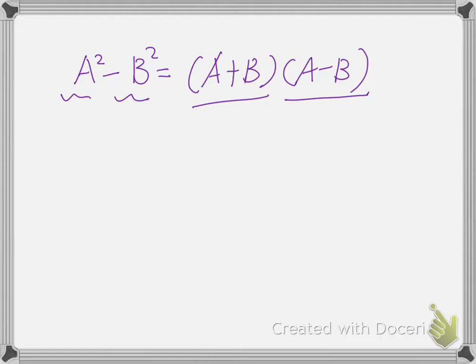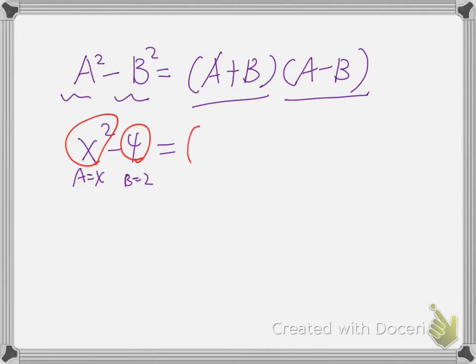For example, we have x squared minus 4. How do we factor x squared minus 4? Use this formula. What is a? a is x, and b is 2. We have two perfect squares, and we can use their square roots to get the multiplication of conjugate expressions. So a plus b is x plus 2, and a minus b is x minus 2. This formula is a very important factoring method.